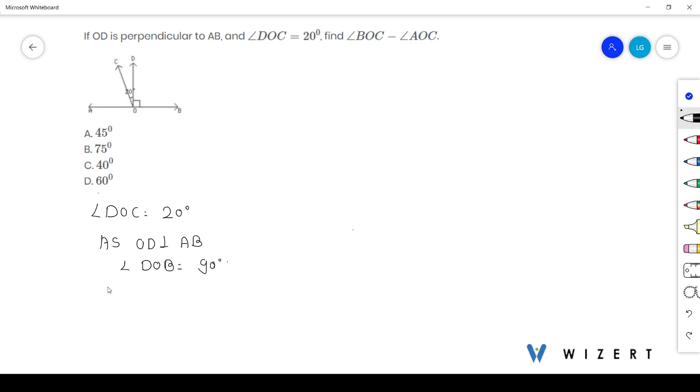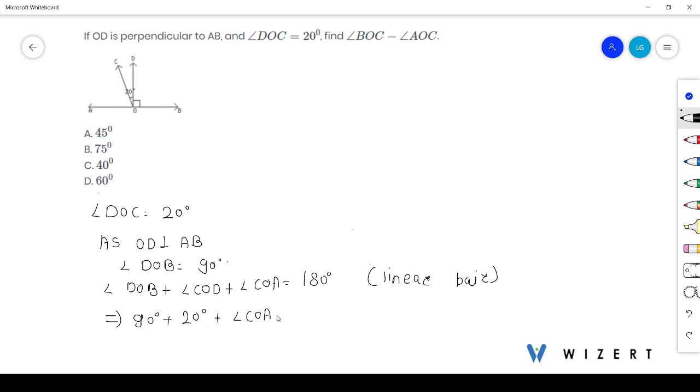Now, as angle DOB, angle COD and angle COA are in a linear pair, the sum of these angles is 180 degrees. Now substituting here, this is 90 degrees plus this is 20 degrees plus angle COA equals 180 degrees. So angle COA will be 180 degrees minus 110 degrees, which is 70 degrees.